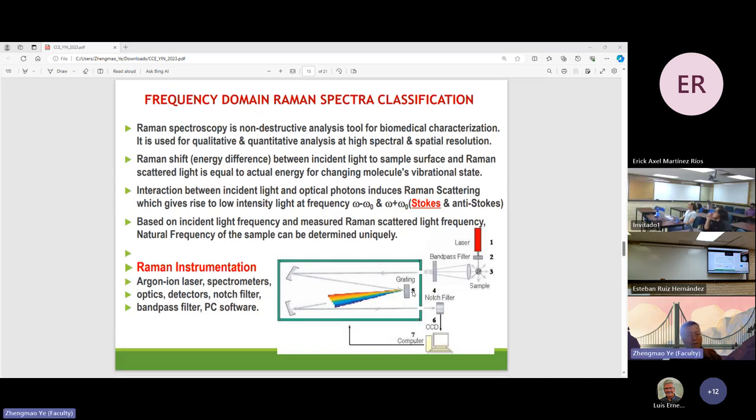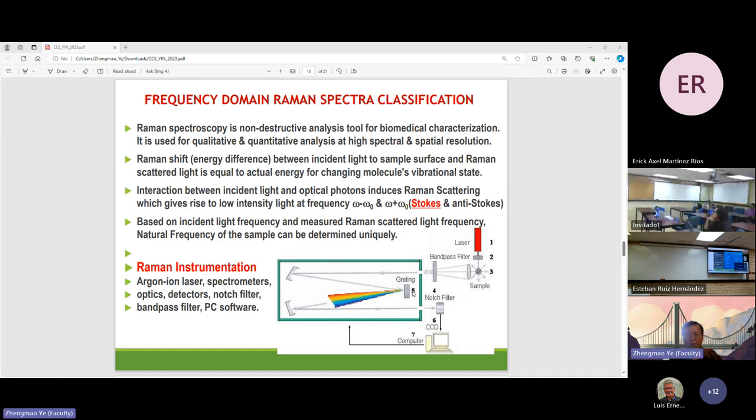So let's take a look at another case study about the frequency domain, Raman spectral classification. Raman spectroscopy is a non-destructive analysis tool for biomedical characterization. It is widely used for qualitative and quantitative analysis at high spectral and spatial resolution. The Raman shift between the incident light to the sample surface and the Raman scattered light is equal to the actual energy for changing the molecule's vibrational state.